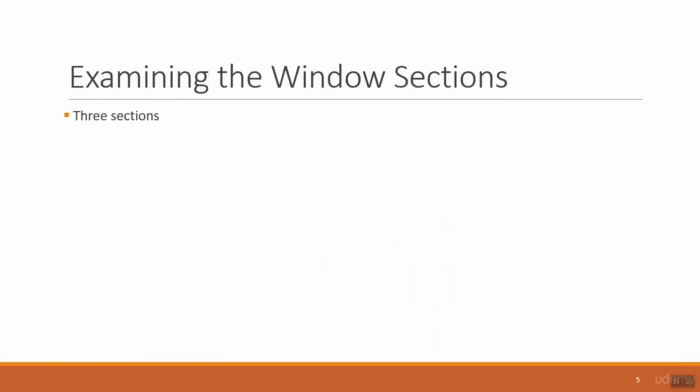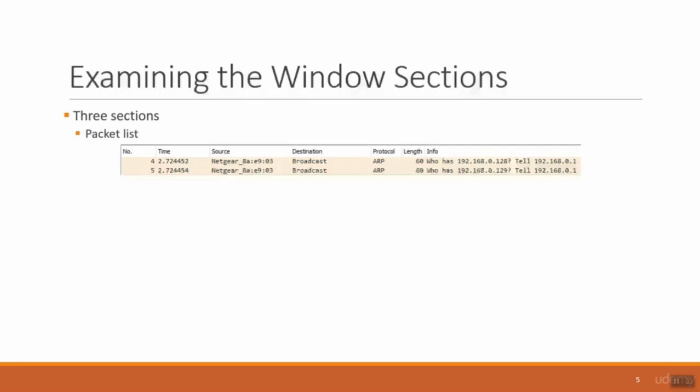So there's three main sections of the windows. We have the packet list. As you see here in the image, this packet list is showing you the source of the packet, the destination of the packet. So it starts in the far left corner with the number, and then self-explanatory, the number of the packet in the trace.